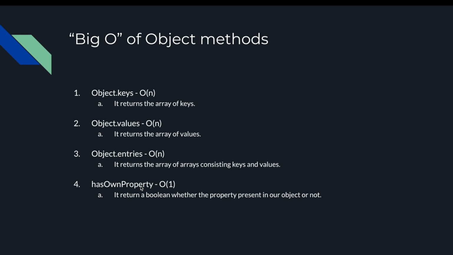Last one is hasOwnProperty, which basically tells us whether the property is present in the object or not. It is similar to accessing the property in objects, that's why it has time complexity of O of 1. Alright, that's all about the objects. Now let's look at the arrays.